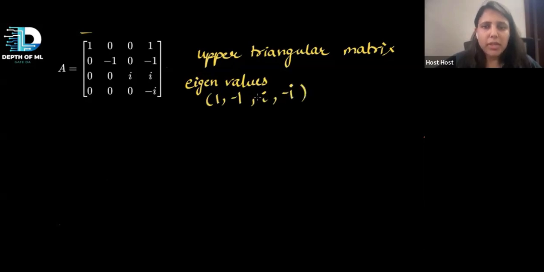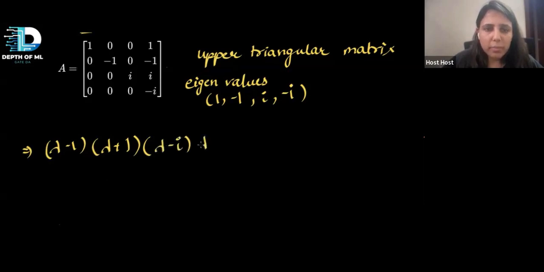Okay, so this is lambda minus 1. So my characteristic polynomial is this, right? Lambda plus 1. Then lambda minus i and lambda plus i, right? This is my characteristic polynomial. So I can combine this. So now I can use Cayley-Hamilton theorem, or I'll just call it CH theorem.